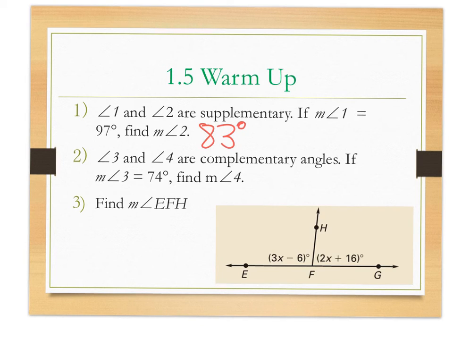Number 2, angle 3 and angle 4 are complementary. If the measure of angle 3 is 74, find the measure of angle 4. Chris. 16 degrees. Good. 3 is an example of a linear pair, right? Those two form a line, which means they add up to 180.